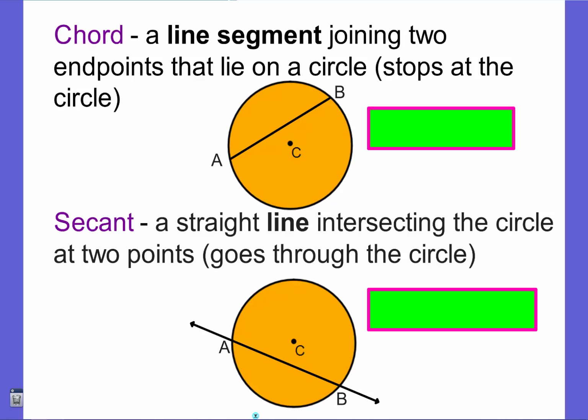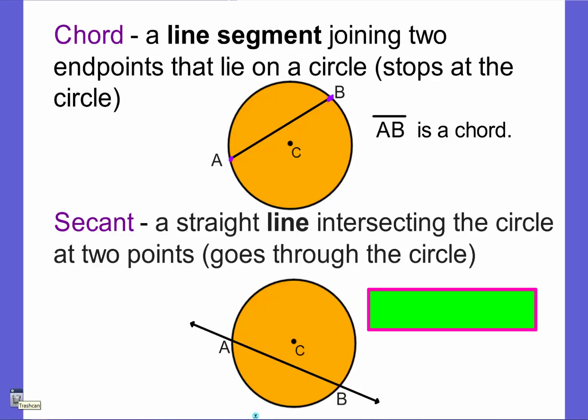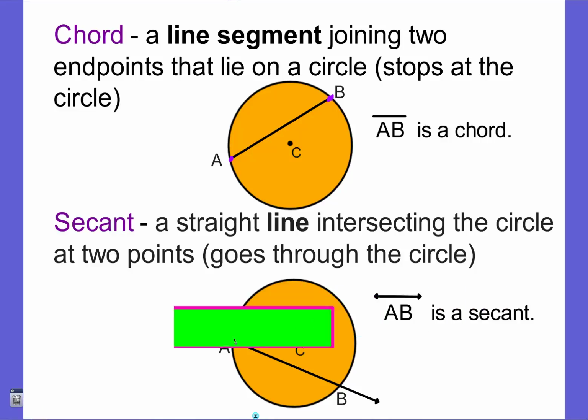A chord is a line segment, right? So if we take a look at segment AB, see it begins on the circle, it ends on the circle, right? Its endpoints lie on the circle, so they start and stop on the circle. Segment AB is a chord. A secant is a line intersecting the circle at 2 points. So line AB is a secant, or we sometimes refer to it as a secant line.